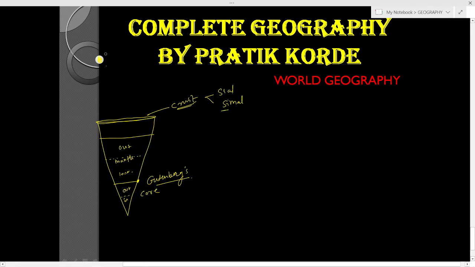This is an outdated theory: Sial and Sima. Sial is the continental crust, and Sima is the oceanic crust. For the continental crust, silicon and aluminum, which are lighter in density, and then silicon and magnesium, which are denser, whose density is more than aluminum, and hence it is part of the oceanic crust. Basalt and granite.